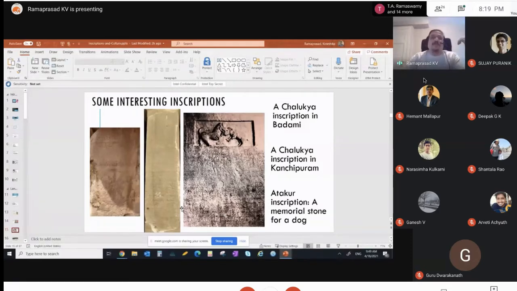Very elaborate Veeragalus have five or seven slabs in them. And here, this Veeragalu is for a dog. The name of the dog is Kali. It's very unusual, so I wanted to point that out.